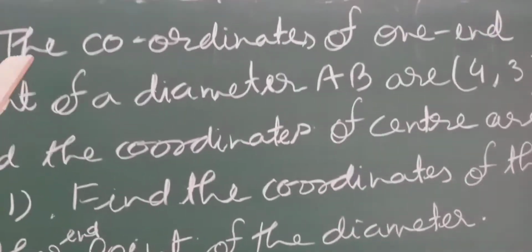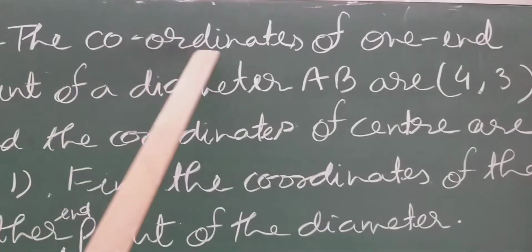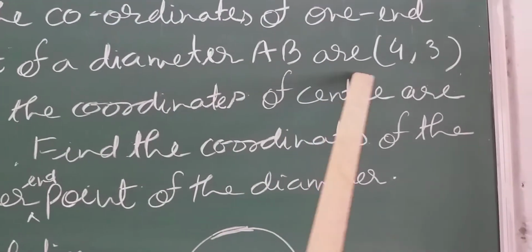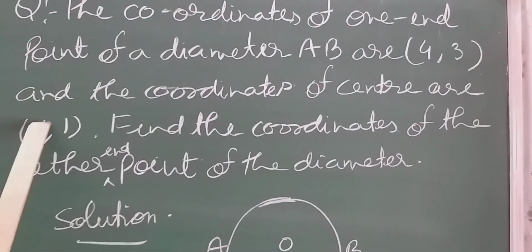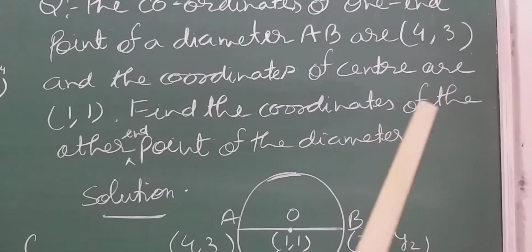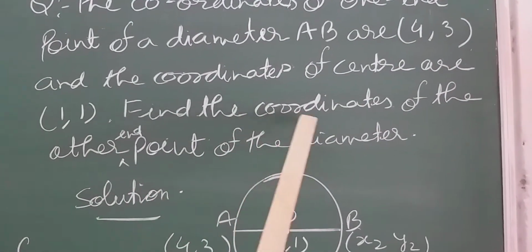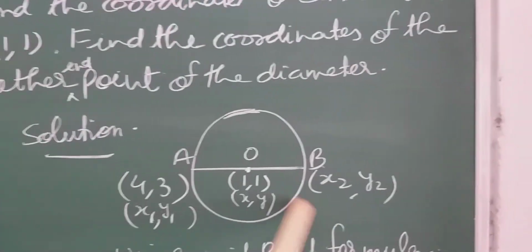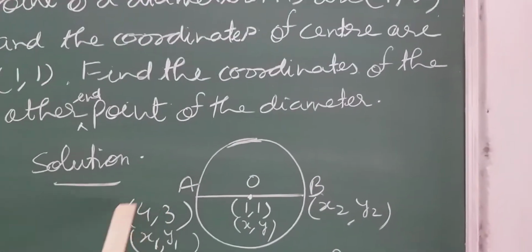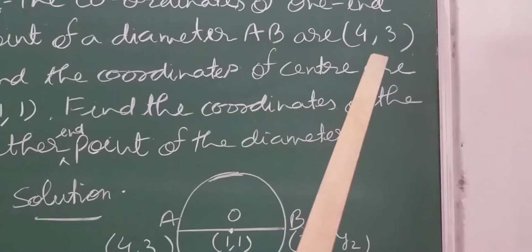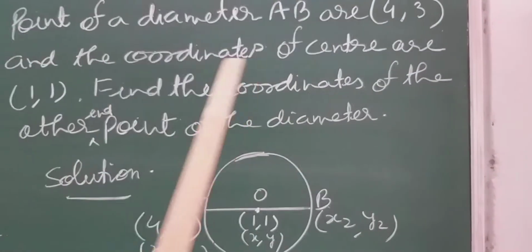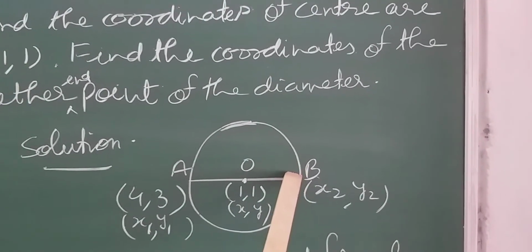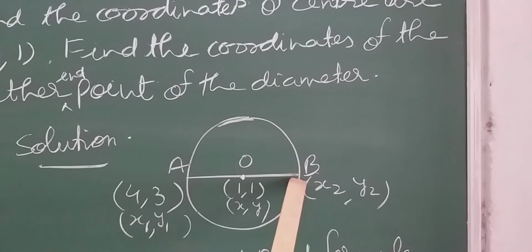Now students, next question. The coordinates of one end point of a diameter AB are 4, 3 and the coordinates of the center are 1, 1. Find the coordinates of the other end point of the diameter. So this is a circle, student. This is the diameter. So A coordinate is 4, 3. It is given. And the coordinate of the center O is given, 1, 1. We have to find the coordinates of the other end point, meaning B coordinate.